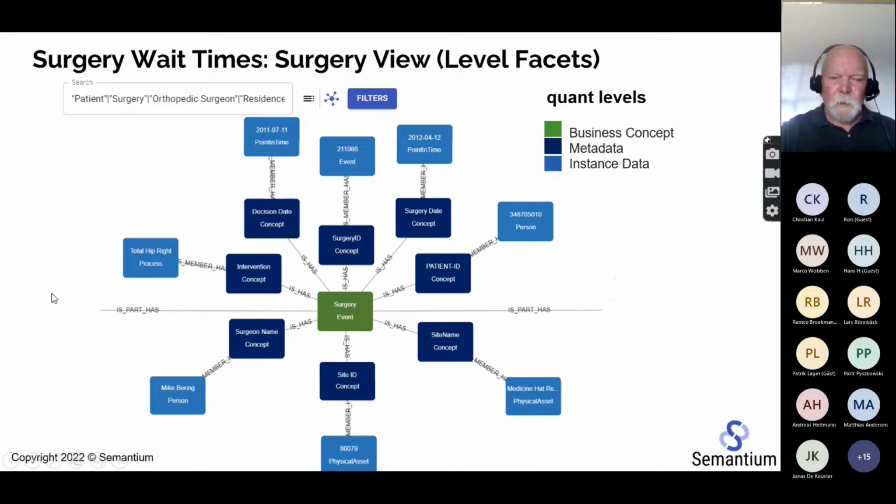I didn't do the orthopedic surgeon one because I was running out of room. I ran out of real estate. So same kind of idea. We have the surgery event in the middle. There's all of your information, the patient ID. This is that ULI that I talked about, 348-8705-010. That actually connects this surgical table to the patient table. And again, the point in time: the decision date is July 11, 2011. Surgery date was April 12, 2012. So there's a wait of about 7 months there. This is the key metric that we were looking at.